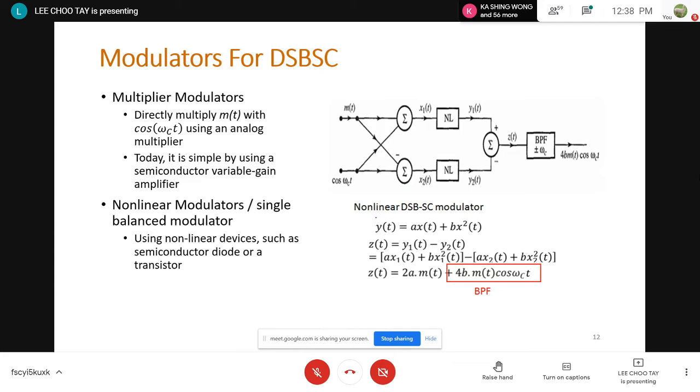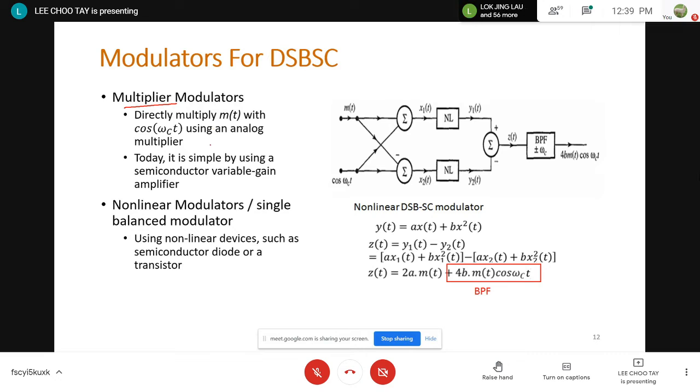The next one, we're going to talk about the modulator, how we actually generate the double sideband suppressed carrier signal. To generate a double sideband suppressed carrier signal, mathematically it's very easy. You just multiply the two signals together. Therefore, you can straight away make use of a multiplier. You buy a multiplier, put the two signals in as input, and then your output will be the double sideband suppressed carrier signal.